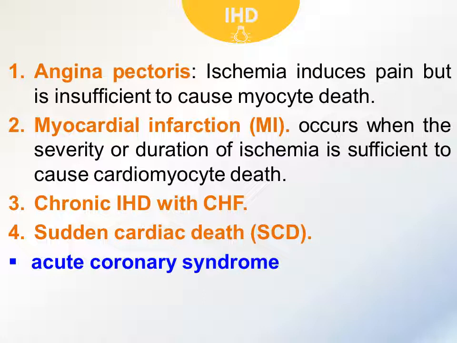The last entity is called sudden cardiac death. It occurs as a consequence of tissue damage from myocardial infarction, but most commonly results from a lethal arrhythmia without myocyte necrosis. The term acute coronary syndrome is applied to any of the three catastrophic manifestations of ischemic heart disease, including unstable angina, myocardial infarction, and sudden cardiac death.